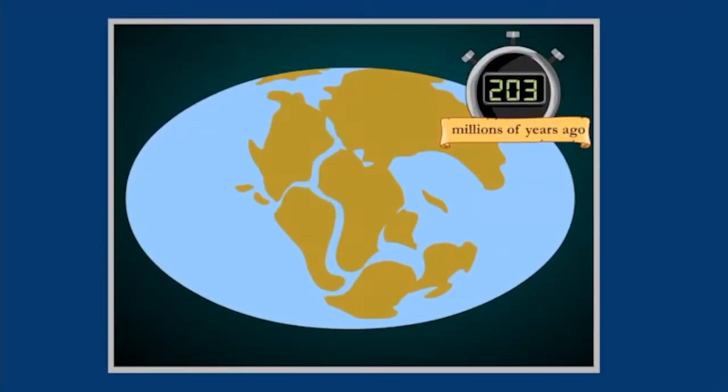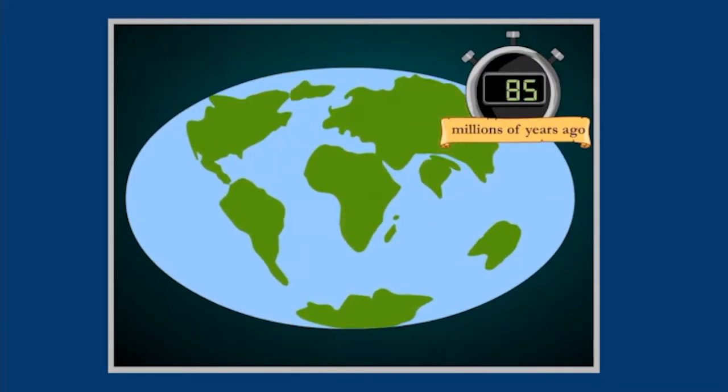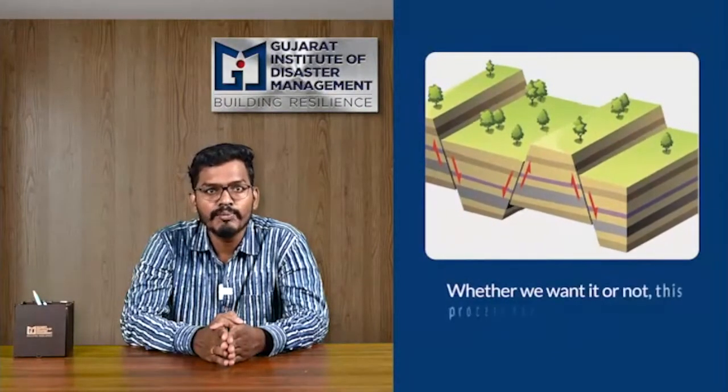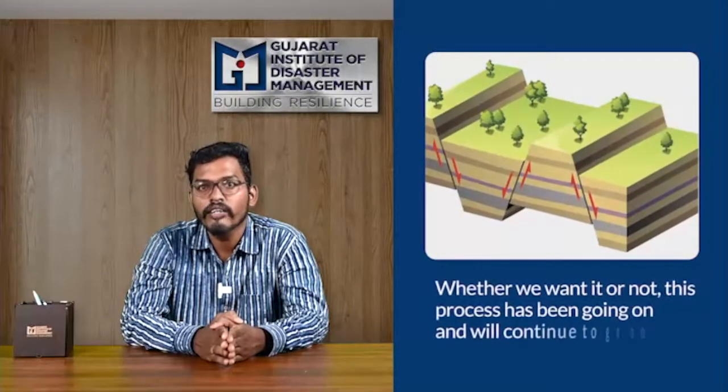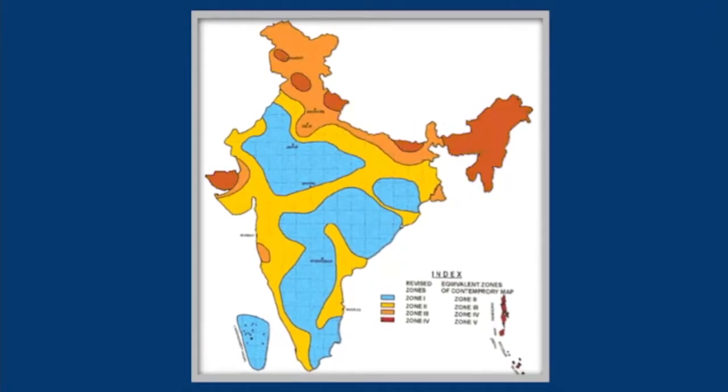An earthquake is a natural phenomenon of Mother Earth. The world looks like the way it is now because of the movements of tectonic plates, and whenever there is such a movement or rupture, we experience an earthquake. Whether we want it or not, this process has been going on and will continue to go on. Over the years, science and technology has been growing in leaps and bounds, which has developed our understanding of such phenomena. We have a very good understanding of which areas are prone to earthquakes.